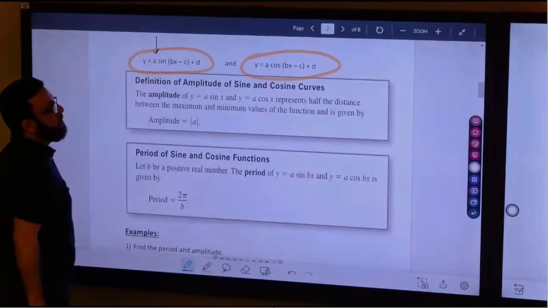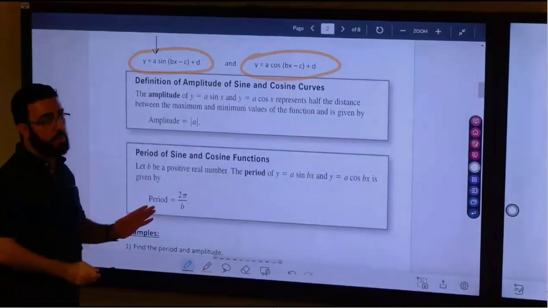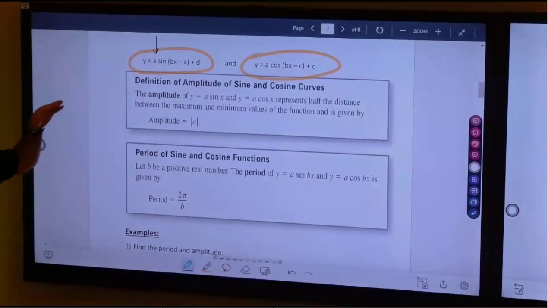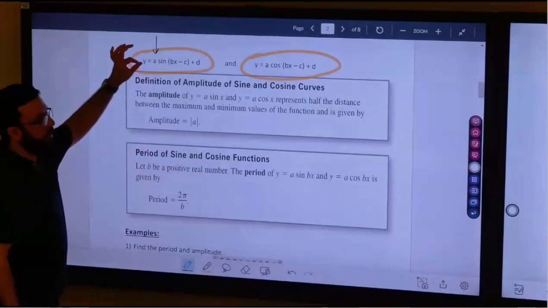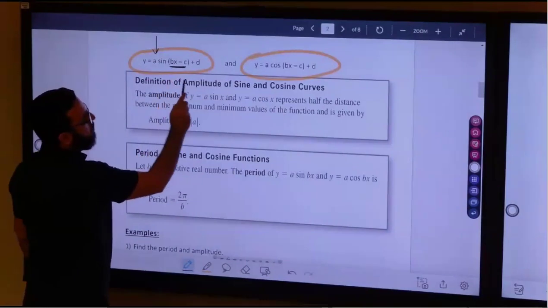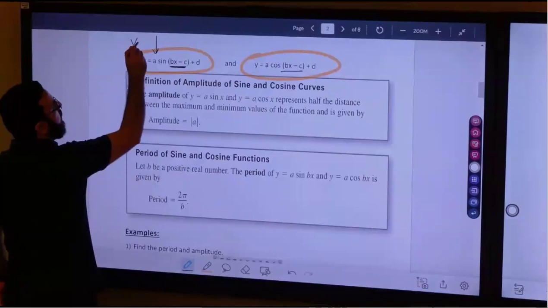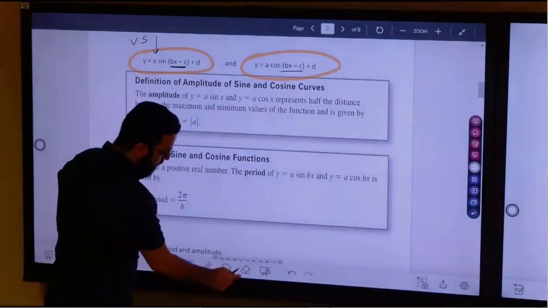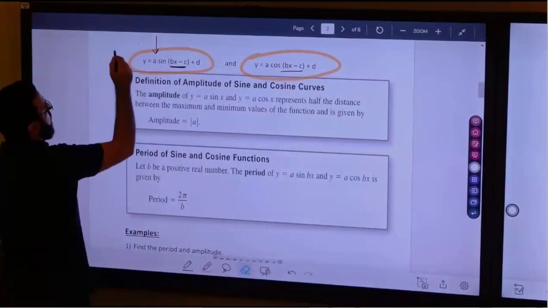The first number, A, is the vertical stretch or shrink. If it's greater than 1, it's going to be a stretch. If it's between 0 and 1, like a fraction, it's going to be a shrink. Shift left or right is going to be here. So write down so you can know. This one is for the vertical stretch.